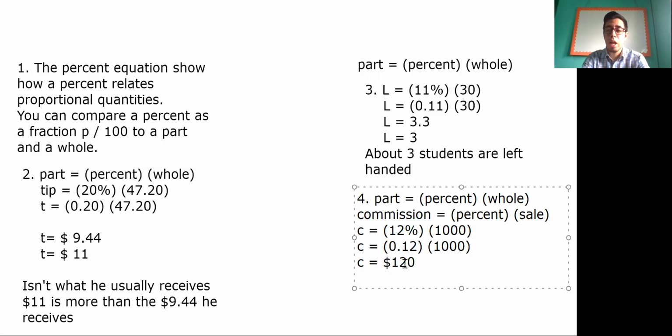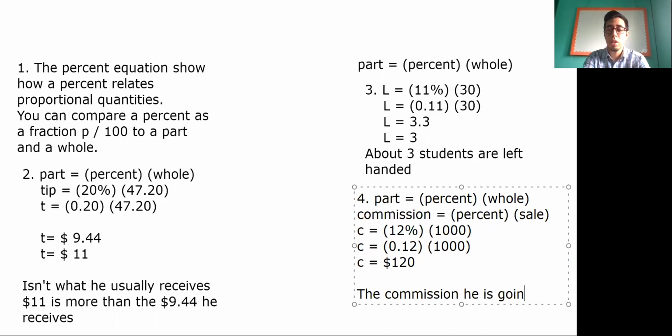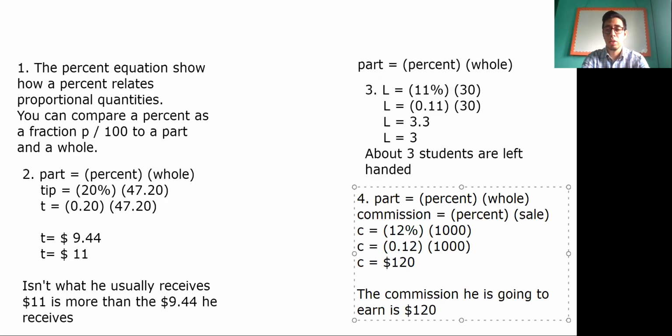So we can complete the answer. The commission he is going to obtain, or he's going to get, or he's going to earn, is $120. This is the commission for the sale, okay?